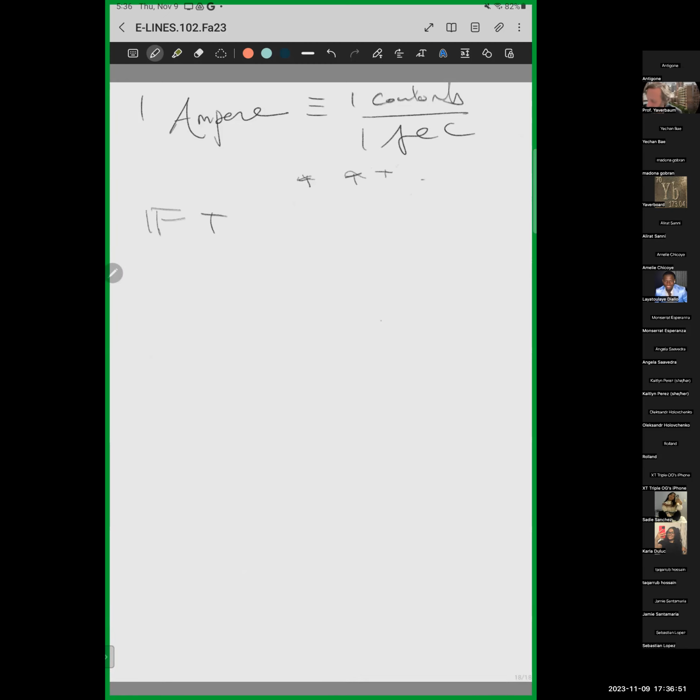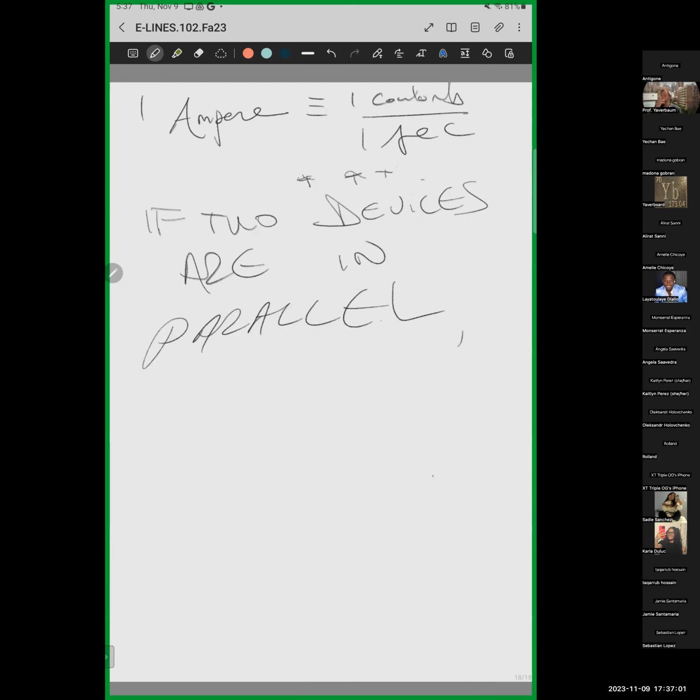and this is where we're going to end. I know we have 9 minutes. If two devices are in parallel, the currents through two devices in parallel do not need to be the same, and they generally aren't unless the devices have the same resistance. Like if there's a fork in the road, some current can go one way, the rest of the current can go the other way, and there's no reason to assume it's the same amount of current going each way.